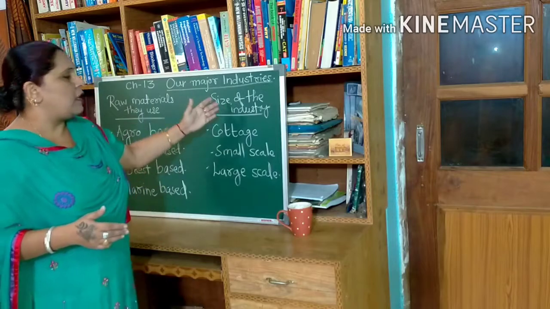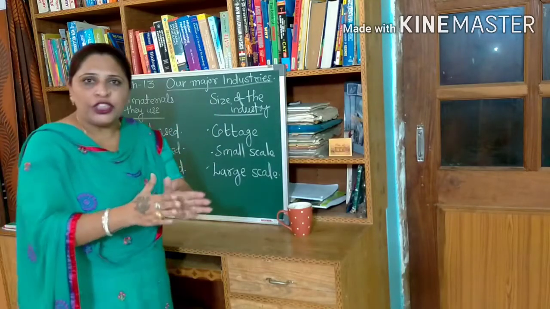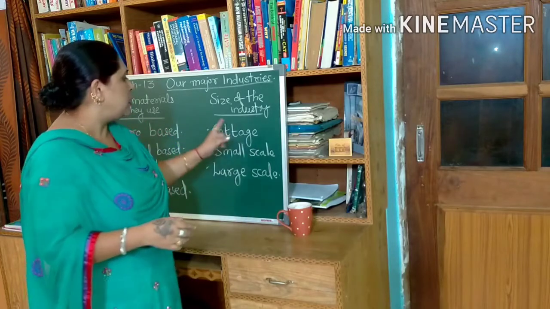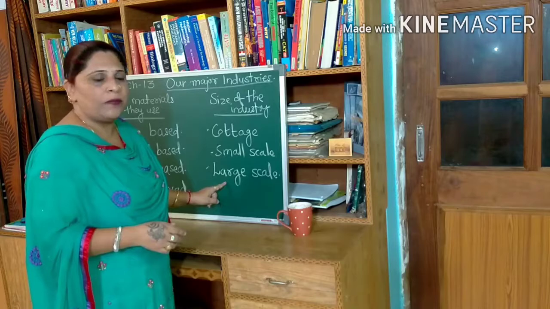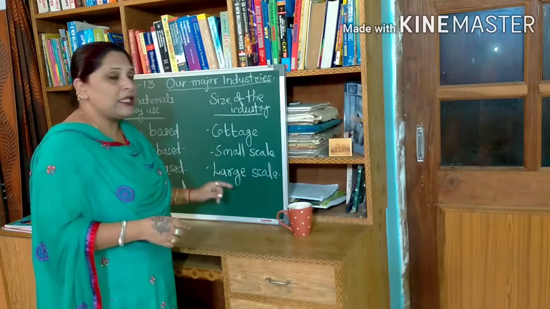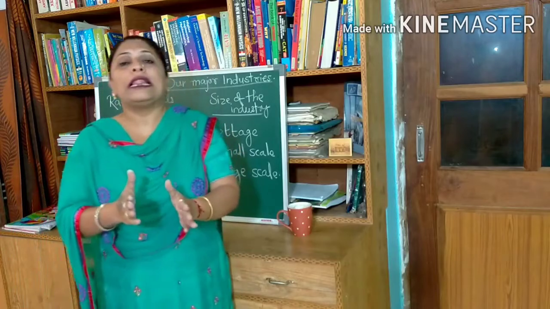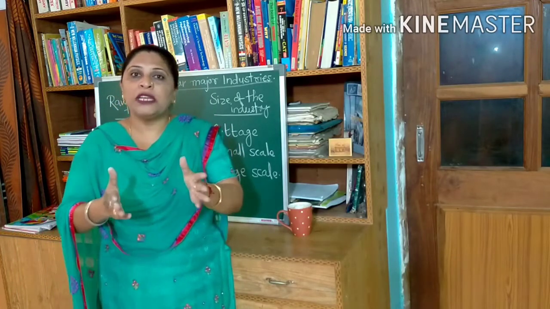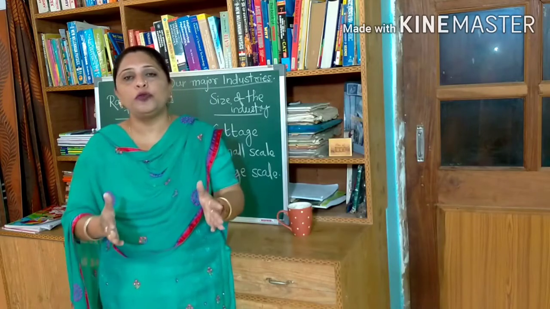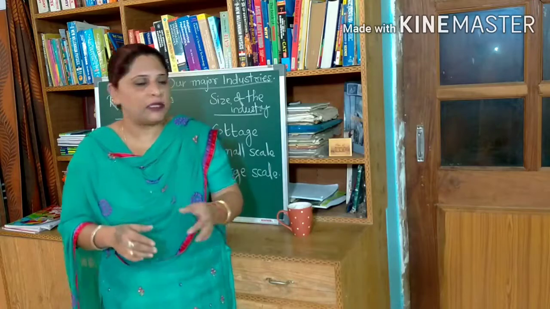The next category of differentiating or categorizing industries is cottage industries, small scale industries and large scale industries. These three industries are categorized on the basis of their employment of manpower, how much money they invest and what is the output, how much of products they make. It is categorized on that basis.